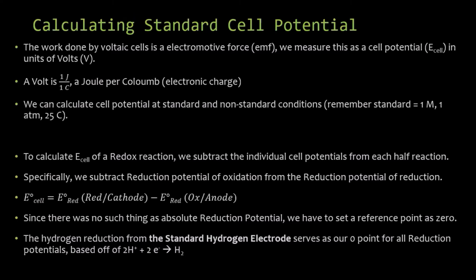Same thing with delta H. We didn't have an absolute value, but we found a way to calculate everything from an artificial absolute. So we set this as 0 and measured everything off of this standard hydrogen electrode. And so by measuring that, we got all the values. Now you'll notice it says E naught reduction of the cathode minus E naught reduction of the anode.